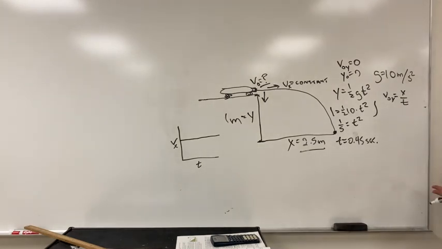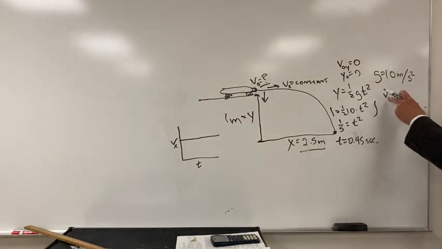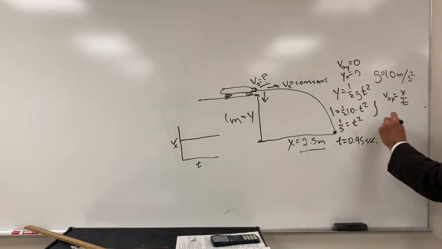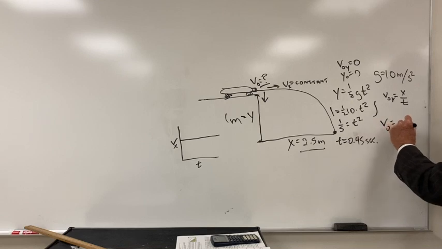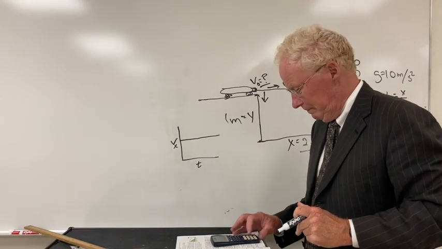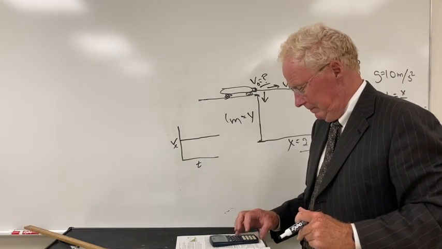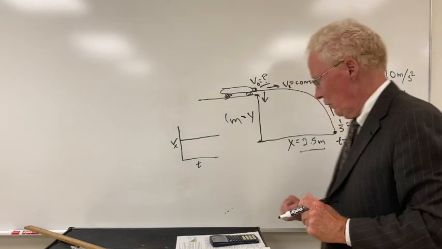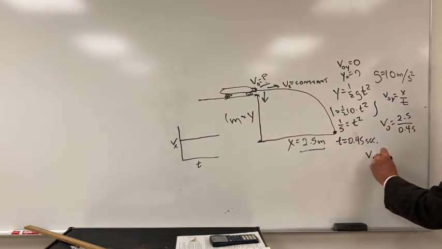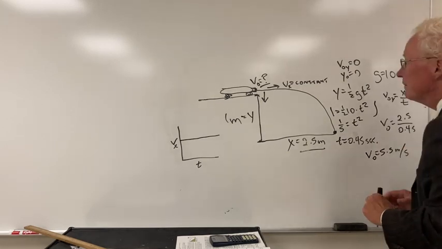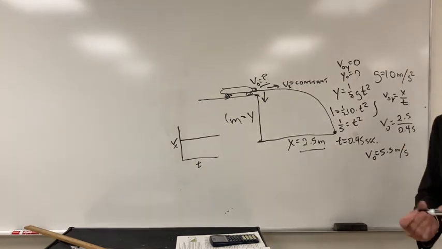All right, now we know how far we have x, we have t, we can figure out how fast it's going. So to get v would be 2.5 over 0.45. So v naught is 5.5 meters per second. And that would be the example.